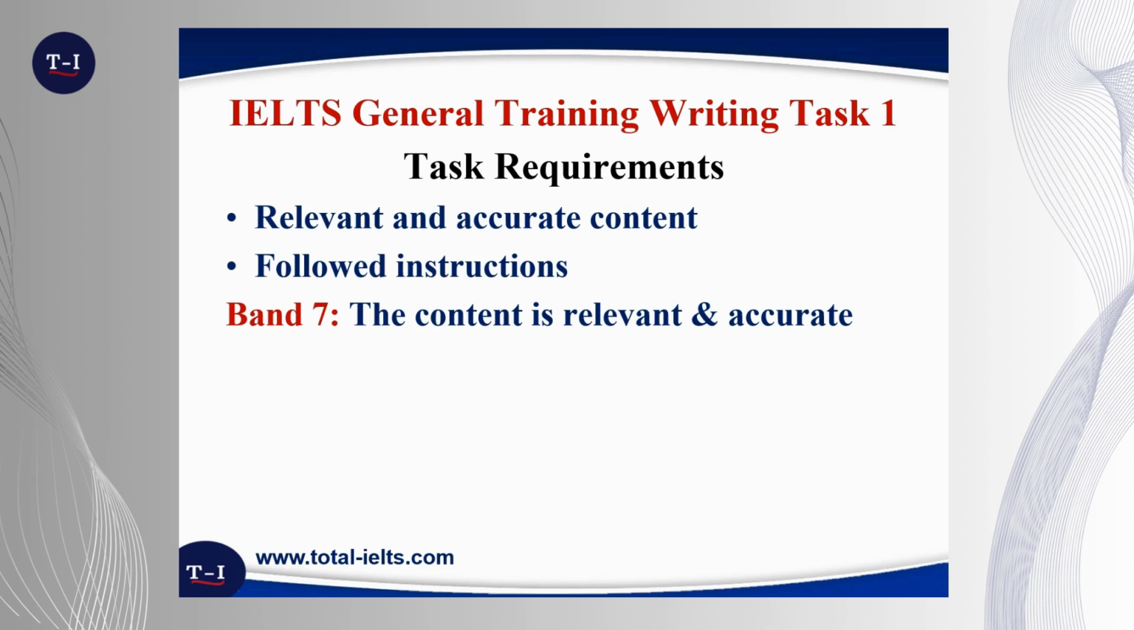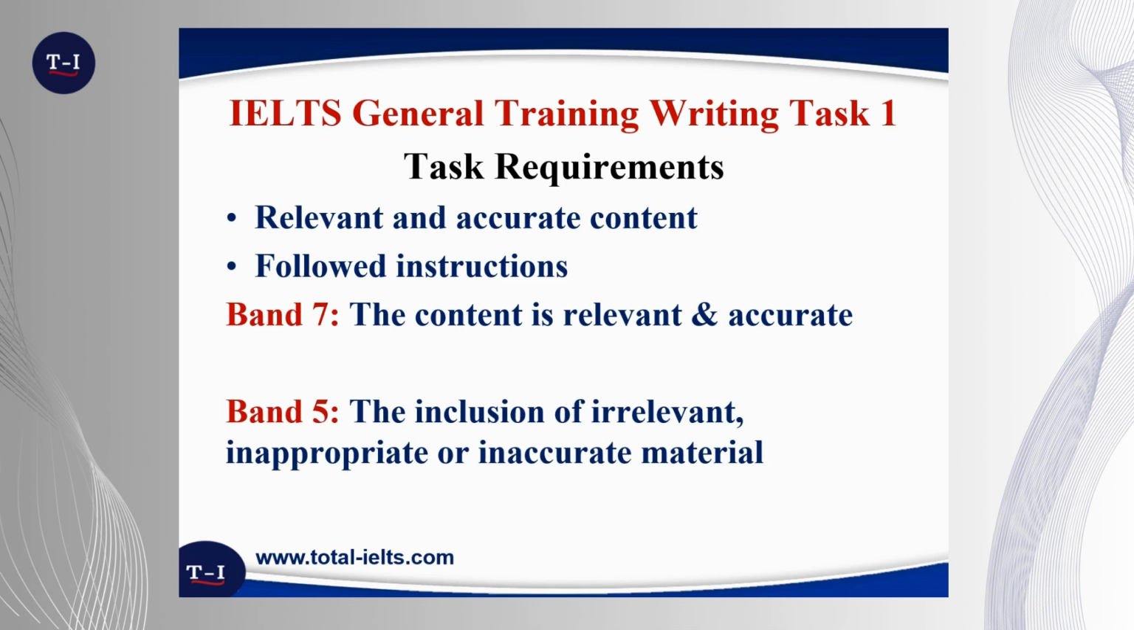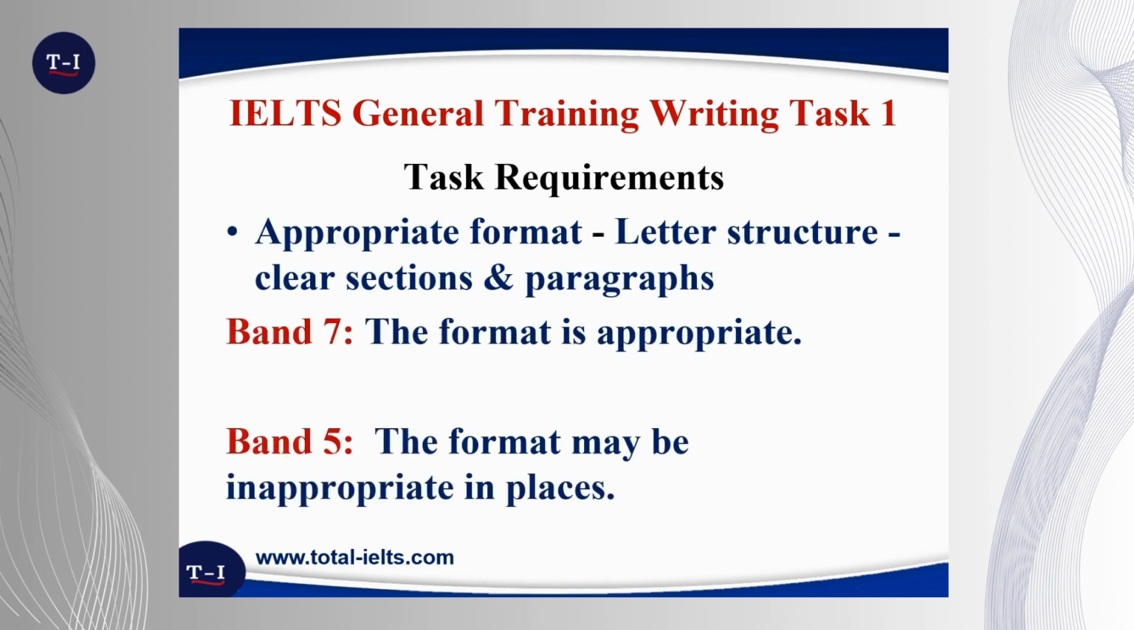For the relevant and accurate content, this means basically have you followed the instructions. To achieve a band 7 minimum, the content is relevant and accurate. However, you will be awarded a band 5 if you include any irrelevant, inappropriate, or inaccurate material. Appropriate format. This is how you structure your letter into clear sections and paragraphs that can be easily followed by an examiner. A band 7 is the format is appropriate. Band 5, the format may be inappropriate in places.